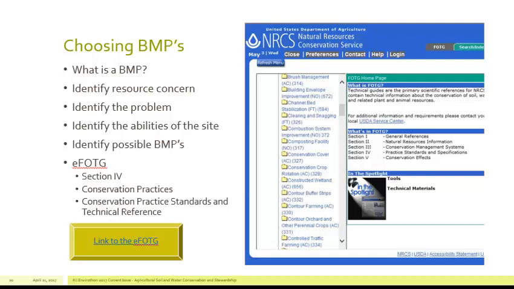Every practice has a standard that lays out the appropriate site and purpose for that standard, as well as guidelines for what should be done to meet the standard. Many standards have accompanying technical references that will help a planner determine how to make recommendations for that standard. For instance, the cover crop standard has a technical reference which lists all the cover crops that NRCS recommends for New Jersey, when they should be planted, and at what rate they should be planted.